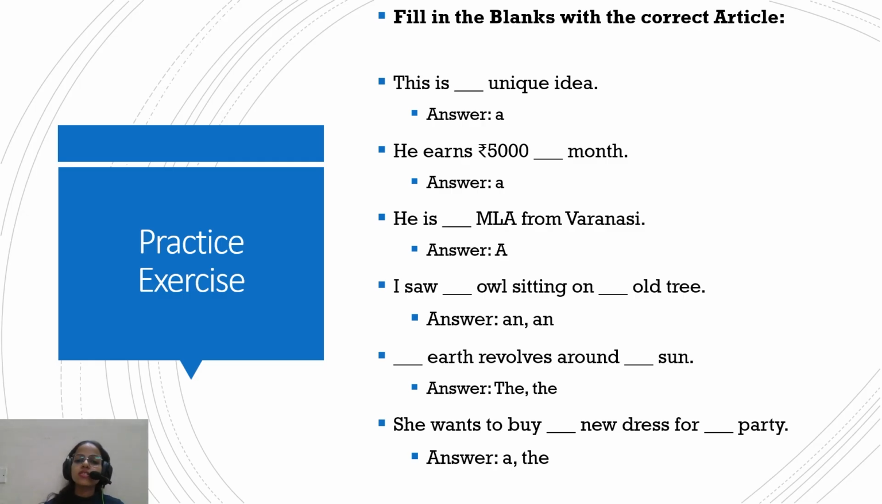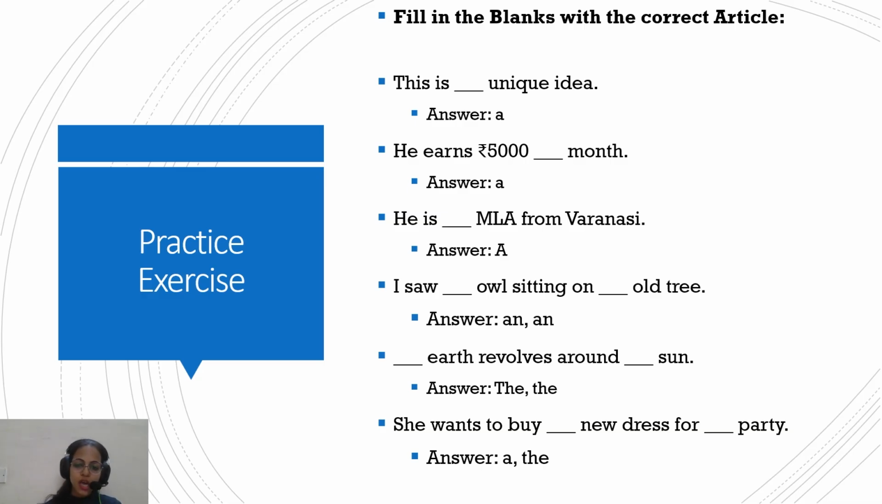Okay. So this is dash unique idea. You have to fill these blanks with articles. This is a unique idea because U here is consonant sounding like in university. So this is a unique idea. He earns 5,000 a month. So with the numbers we use 'he is'. He's an MLA from Varanasi. So please correct the third statement. We say an MLA and not a. Please, my bad. In the third question, you say an MLA because we discussed it's MLA, M sounds like a, the first letter sounds like a vowel.